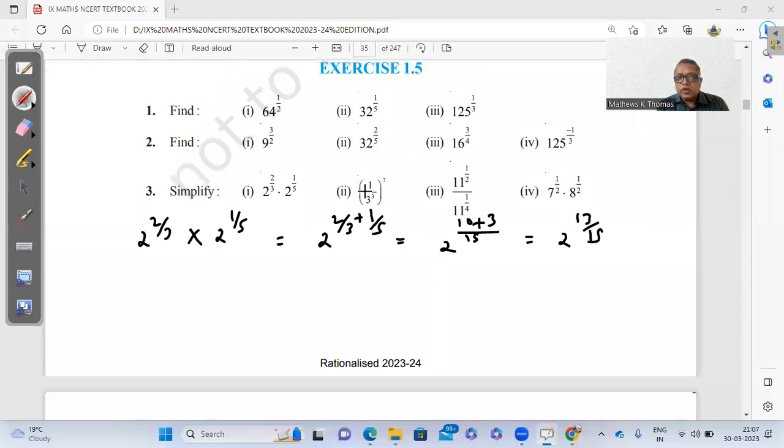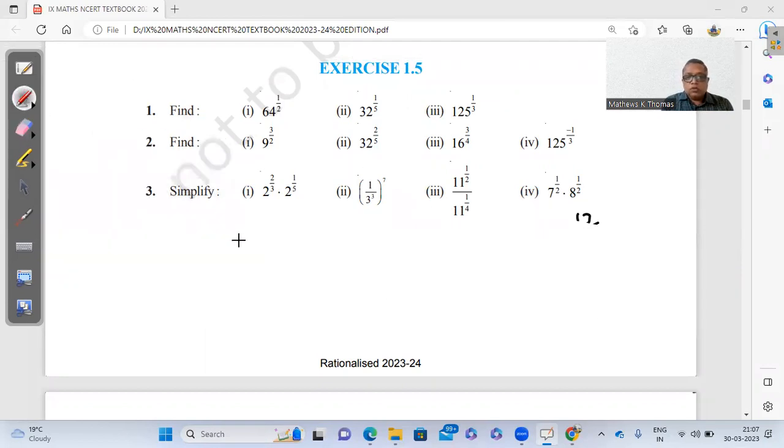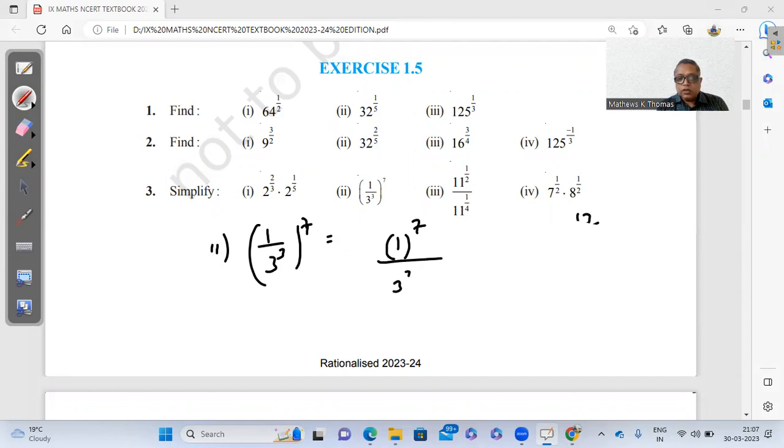Then we go to the next one, second part. That is 1 by 3 to the power 3 whole to the power 7. Now, when there is a power 7, that is for the numerator as well as for the denominator. So we can write this as 1 to the power 7 upon 3 cubed to the power 7. Now, 1 into 1 into 1. How many times we multiply 1? That is insignificant, because 1 into 1, 7 times or 100 times or 1000 times, that will still give us 1.